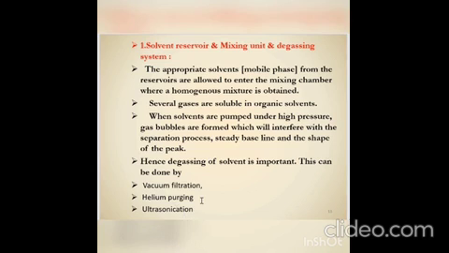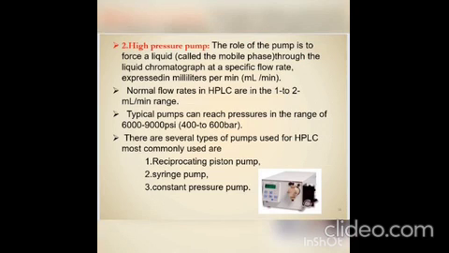Then next, the high pressure pump. The role of the pump is to force a liquid through the liquid chromatograph at a specific flow rate. Mainly the flow rates used in HPLC are 1 to 2 ml per minute, and the pressure of the pump mainly ranges from 6000 to 9000 psi or 400 to 600 bar. There are several types of pumps used in HPLC, mainly reciprocating piston pump, syringe pump, and constant pressure pump.